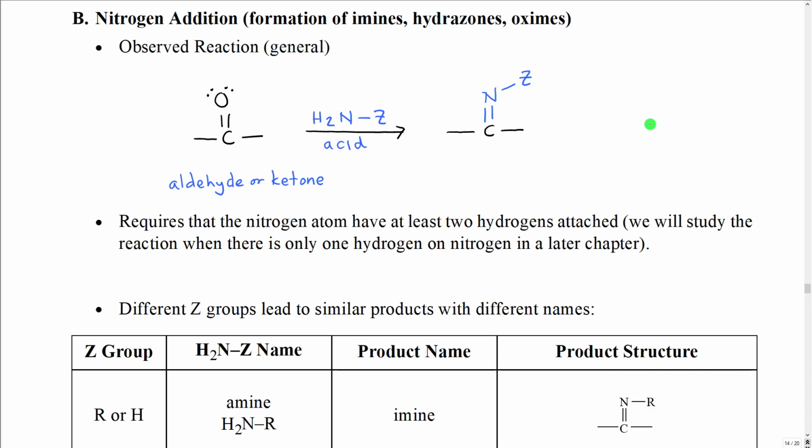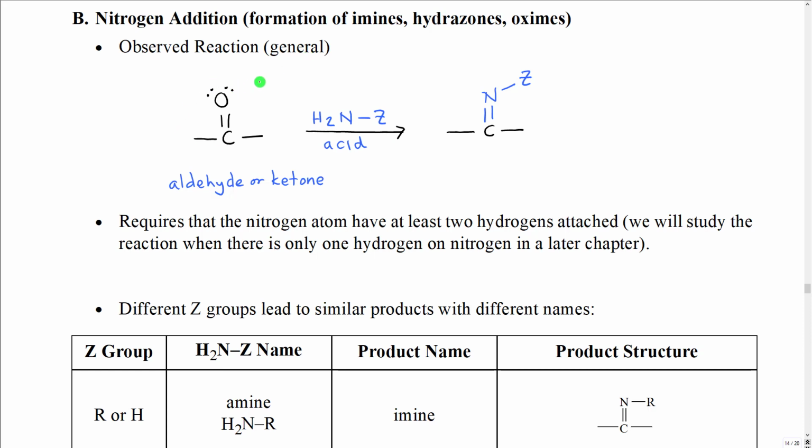We're now going to discuss the nitrogen equivalent of the acetal formation. Now, there turns out are two different nitrogen equivalents of this. We're going to discuss just one of them in this chapter, and we're going to save the other one for a different chapter. In this case, our observed reaction looks like this.